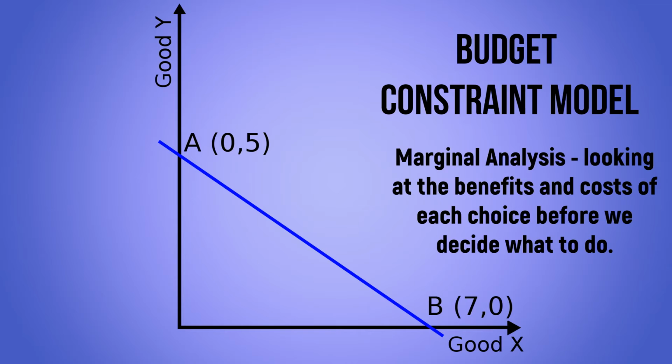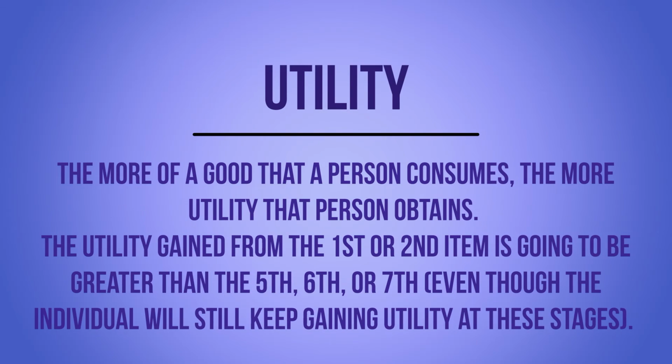Most choices involve marginal analysis, meaning we look at the benefits and costs of each choice before we decide what to do. It's not about being all one way or the other. Another term economists use is utility. Utility is the idea that the more of a good a person consumes, the more utility that person obtains.